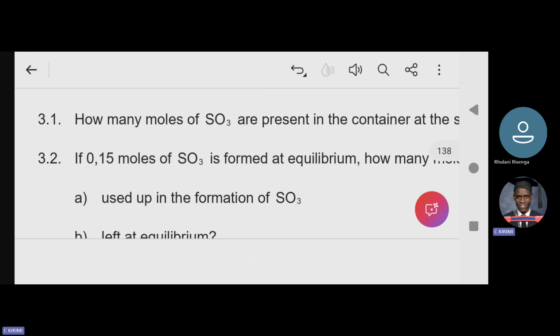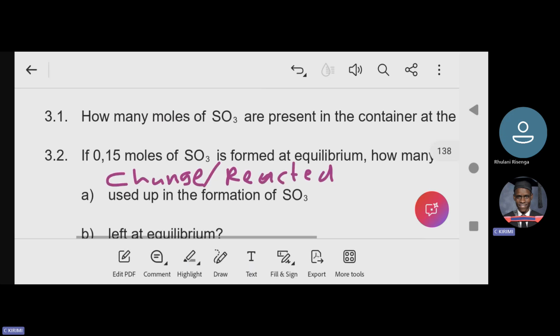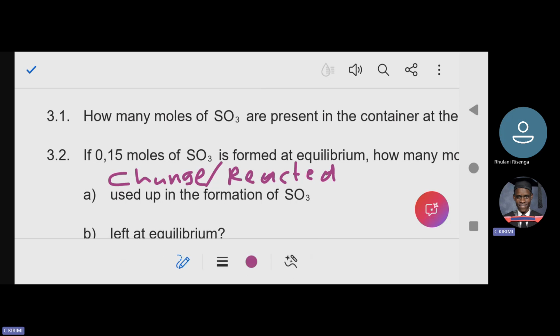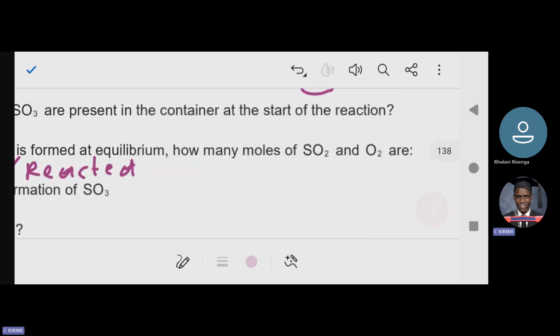So that you analyze, these are reacting, which means they are being used up to form some products. Okay. So what did you do? You said the answer for sulfur dioxide is what? How many moles? 0.15 moles.